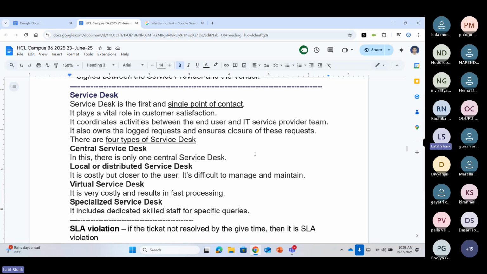So it is costly but closer to the customer, and difficult to manage. Different places and different types of customers mean different localizations. Again, managing it centrally is difficult.